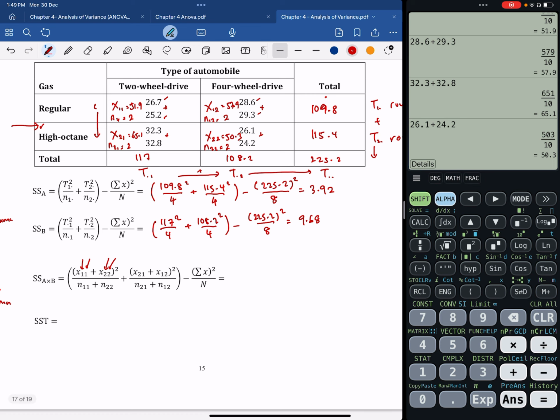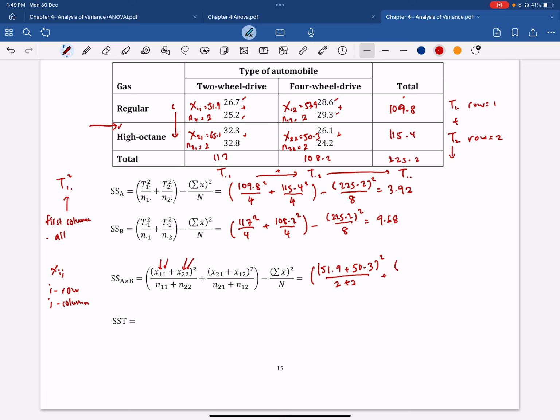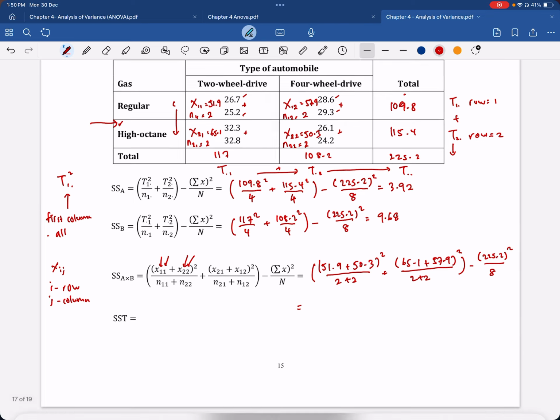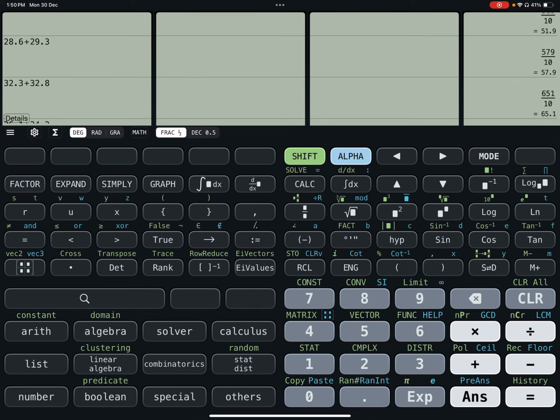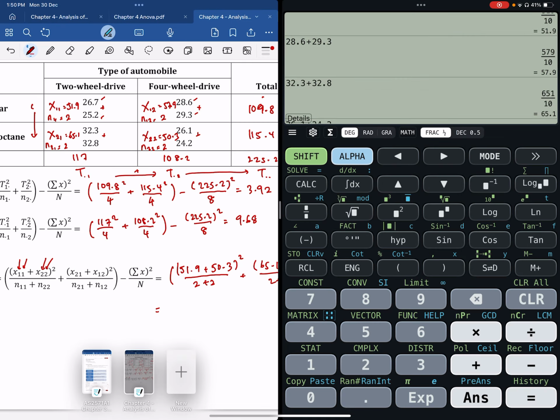So x11, 51.9, plus x22, 50.3, over 2 plus 2, this is squared, plus x21, 65.1, plus x12, 57.9, squared, over 2 plus 2, minus 225.2 squared over 8. Then you solve this.